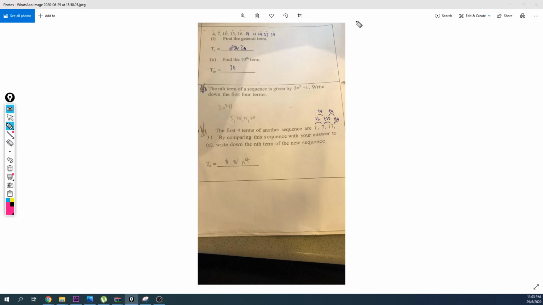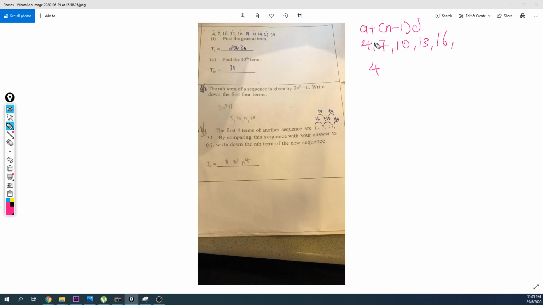So let's just put it there. This is the general sequence formula, a plus (n minus 1)d, where a is the first term and d is the common difference. In the sequence 4, 7, 10, 13, 16, the first term is 4, so a is 4. And the difference here, as you can see, is 3.